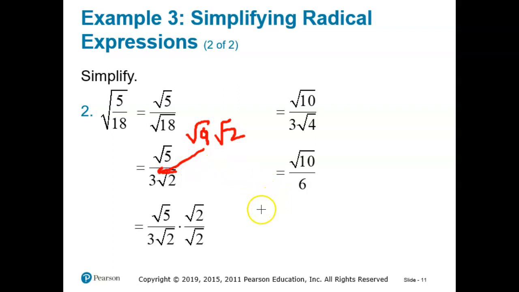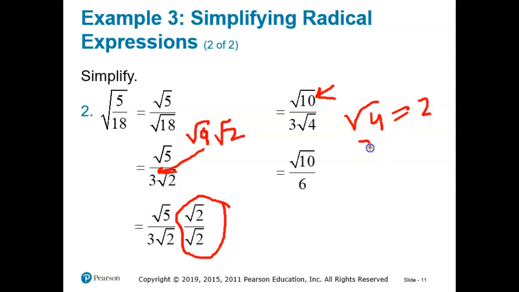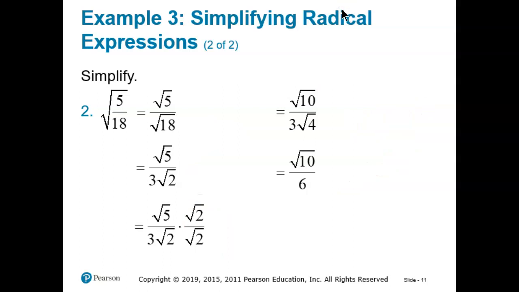So we now have the square root of 5 over 3 times the square root of 2. Mathematicians won't allow you to leave the square root in the denominator, so we multiply by 1 in the form of square root of 2 over square root of 2. 5 times 2 is 10, and neither one of those can be simplified, so we go to the square root of 10. Now, 3 times the square root of 4. The square root of 4 is equal to 2, so we end up with 3 times 2 in the denominator, which is 6. So our most simplified answer is the square root of 10 over 6.